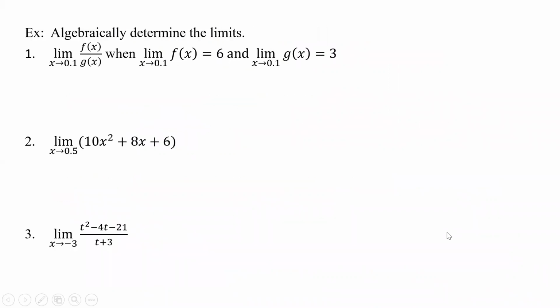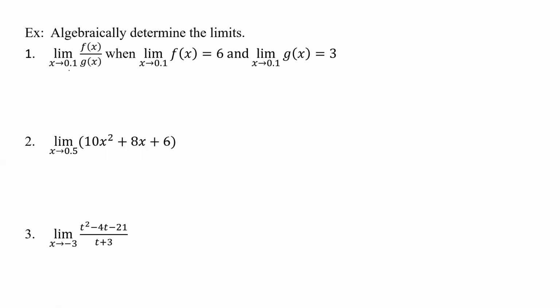So what we're going to do here is algebraically determine the limits. We're taking the limit of f of x divided by g of x as x approaches 1, and we're given that the limit of f of x is equal to 6 and the limit of g of x is equal to 3 as x approaches 1. Well, what does that look like? That looks like a limit of a quotient.